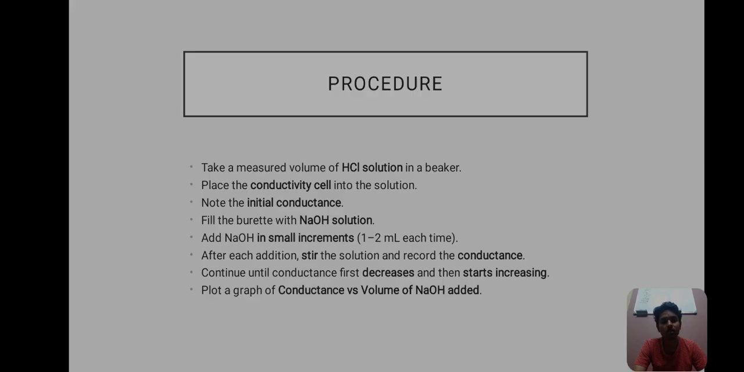Procedure. The procedure is as follows. First, take a measured volume of HCl in a beaker and place the conductivity cell in it. Note the initial conductance. Fill the burette with NaOH and add it slowly in small increments. After every addition, stir the solution and record the conductance. Continue this process until the conductance decreases and then starts increasing again. Finally, plot a graph of conductance versus volume of NaOH added.